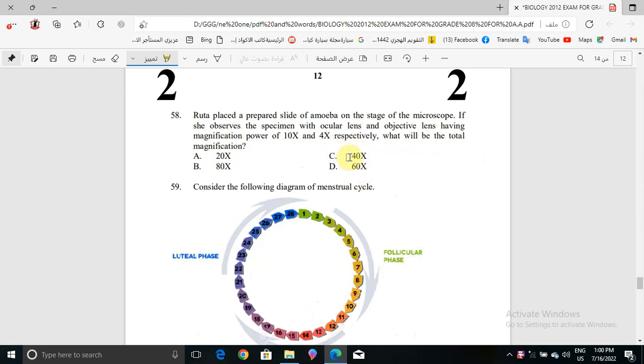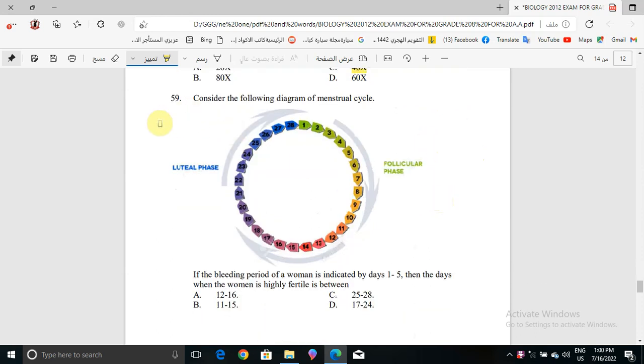40x, right? So that means the correct answer will be choice C, which is 40x. Now question number 59, consider the following diagram of the menstrual cycle. Here we have the luteal phase and we have the follicular phase. Now, if the bleeding period of a woman is indicated by days 1 until 5, then the days when the woman is highly fertile are between 12 and 16.